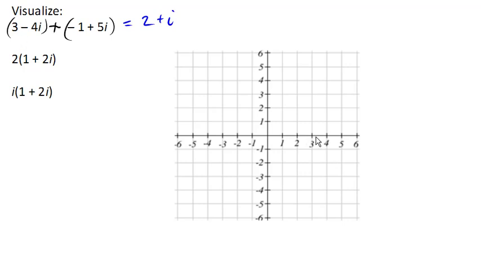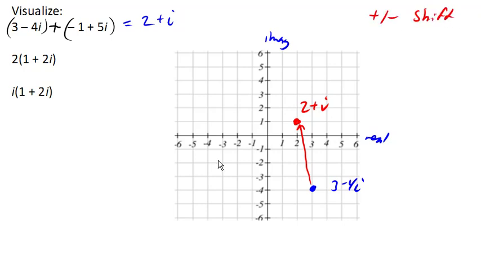So 3 minus 4i, I can think of as this point right here. Right? This dot represents that number if this is my real and imaginary plane. So when I'm adding negative 1 plus 5i, that's decreasing the real part by 1 and increasing the imaginary part by 5. So that's gonna move my point to here, and there is the resulting 2 plus i. Notice that we're moving 1 to the left and 5 units up because we're adding that negative 1 plus 5i. So we can think of addition and subtraction as shifting a point in the complex plane.